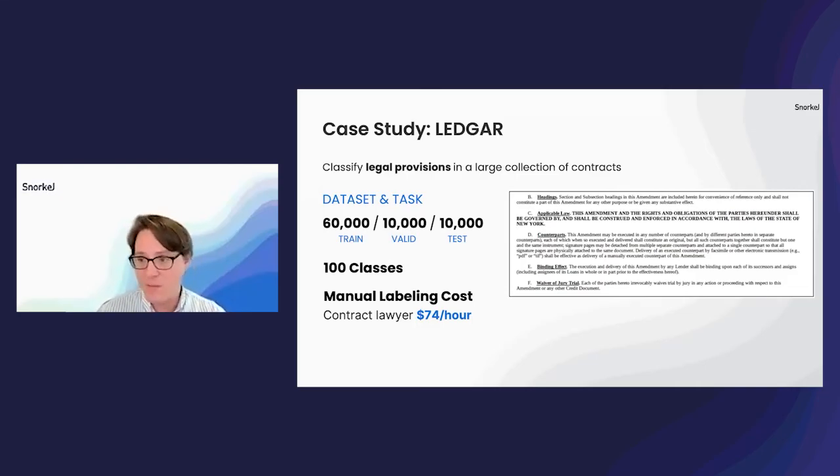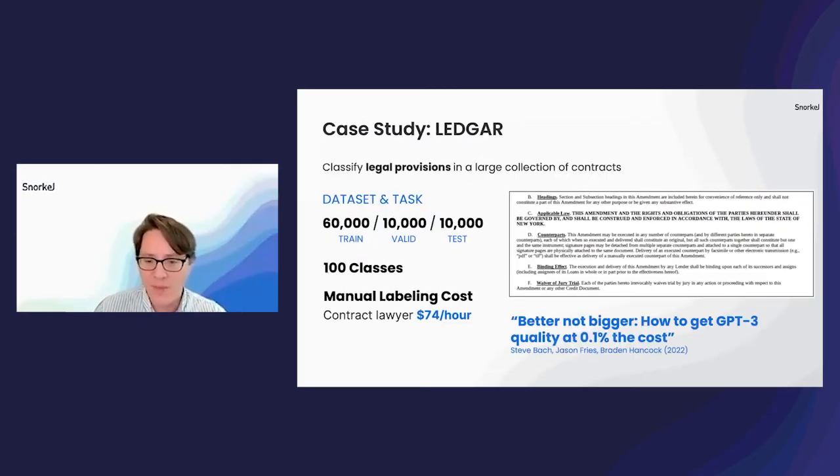And if we were to imagine manually curating this data set, we would need to get a contract lawyer, and that expertise comes at about $74 an hour. So given this setup, we wondered, could we use Snorkel Flow and distillation to achieve a much less expensive model without sacrificing the performance of a state-of-the-art large language model? And so that motivated this blog post that we wrote last year, myself, Steve Bach, and Braden Hancock, called Better Not Bigger: How to Get GPT-3 Quality at 0.1% of the Cost.